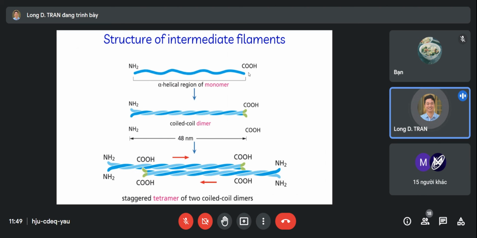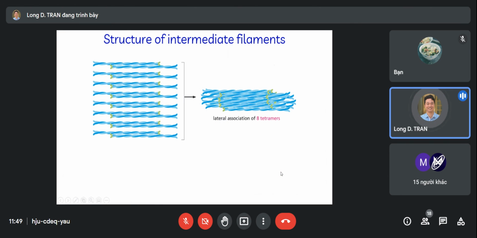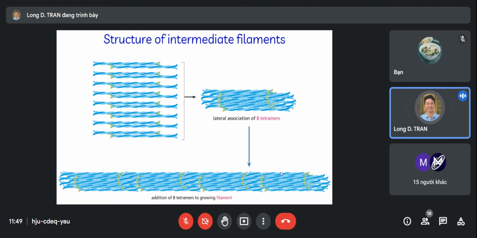And the dimers can combine together to form a tetramer. They orient in the opposite direction. The two N terminals will combine with the two C terminals at one end, and this also forms a staggered structure where it has a gap at the end, and this gap allows them to combine together to form a protofilament.